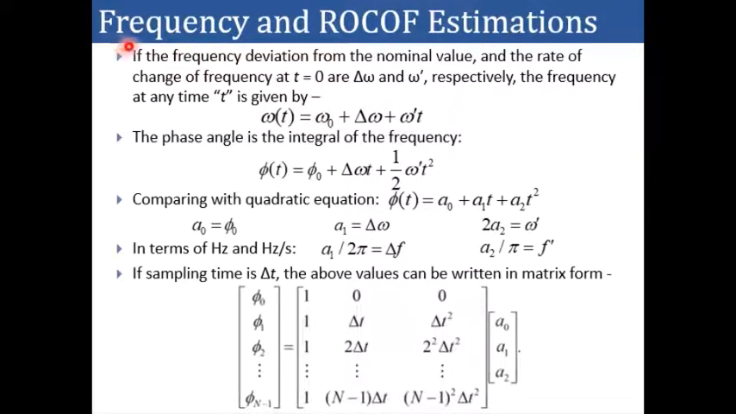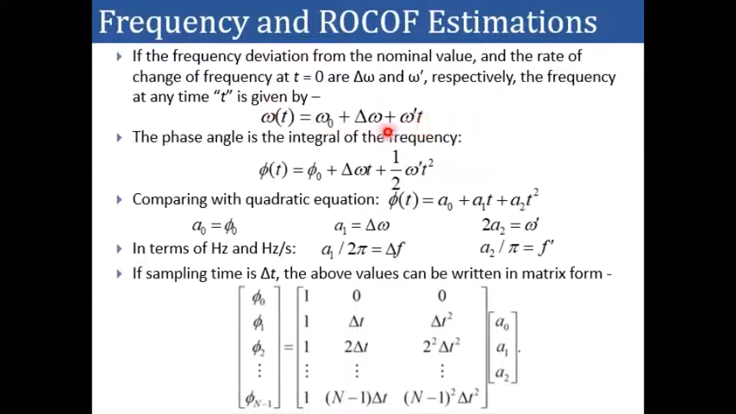Now let us talk about the estimation of frequency and rate of change of frequency. If the frequency deviation from the nominal value and the rate of change of frequency at time t equal to 0 is delta omega and omega dash, then the frequency at any time t can be given as omega t is equal to omega naught, that is the fundamental frequency, plus delta omega, the change in frequency, and omega dash t, that is the rate of change of frequency component.